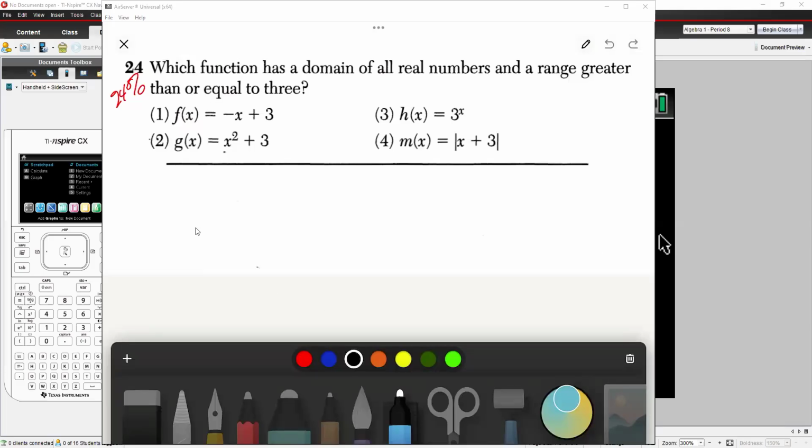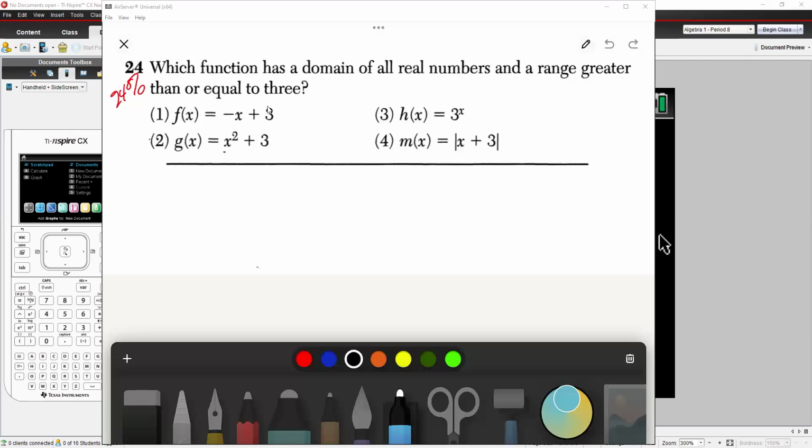Hey guys, Mr. H. This is question 24 from the June 2024 Regents exam. About a quarter of you got this one right, which is okay, but we've definitely covered domain and range for functions. So I was hoping that more students would have gotten this one, but I kind of get it. So what I'm going to do is show you how you should graph these and kind of what to do with them.